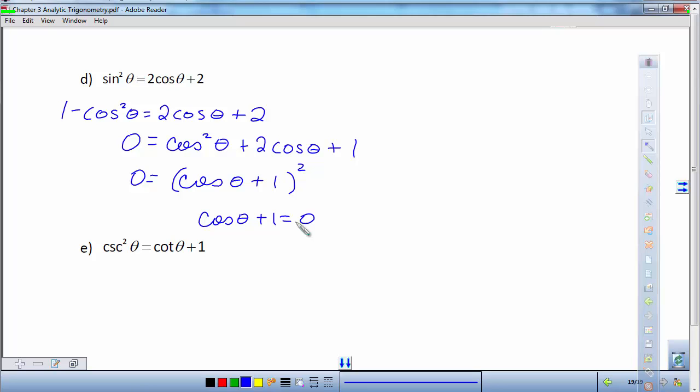Oh, but 2 minus 1 is positive 1. We got a 2, and then we subtracted 1, the positive 1. Okay? So we got cosine theta equals negative 1. So theta is equal to what? Just pi, right? Theta equals pi. Questions about that?